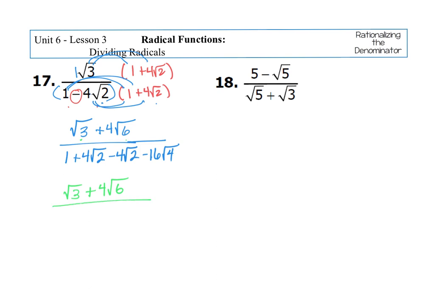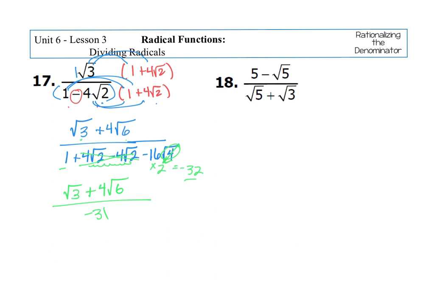Okay, our denominator. Again, because of the conjugate, this always happens. The middle two terms cancel out. The last radical term should be a perfect square. So the square root of 4 is 2. It multiplies with negative 16 to make negative 32. 1 minus 32 is negative 31.